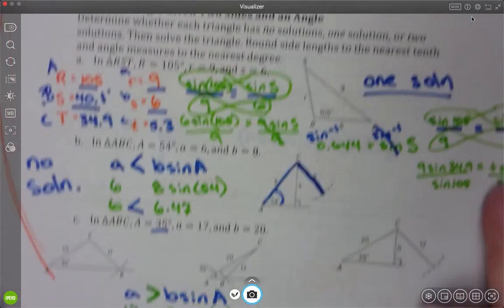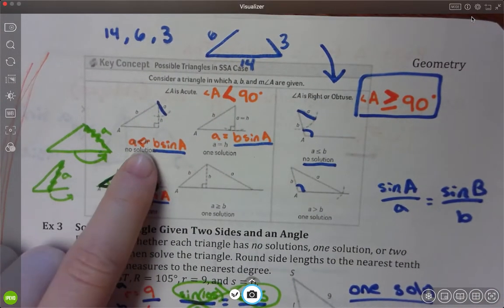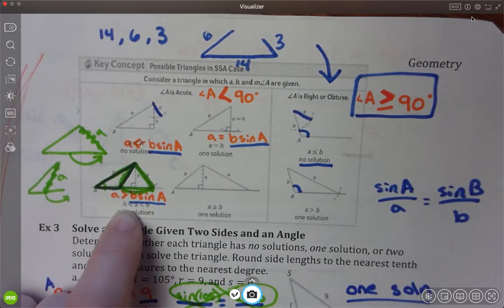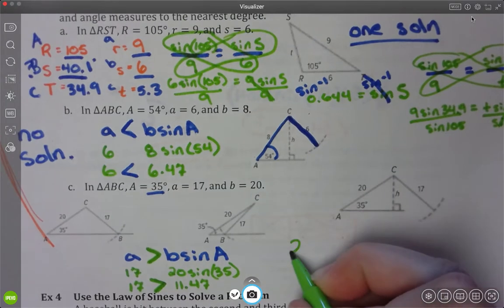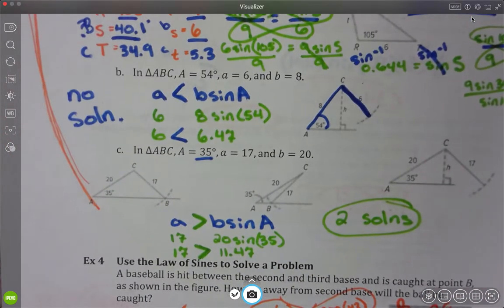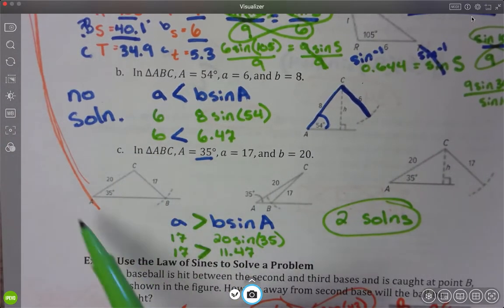So if we go back up to our chart here, this one says a is less than B sine of A. Nope. a equals B sine of A. Nope. a is greater than B sine of A. Yep, that's what I have. So I will have two solutions here. Two solutions, and that's what I'm looking for. I'm not going to make us solve out both of those solutions because that would be kind of messy, but this is what it would look like.